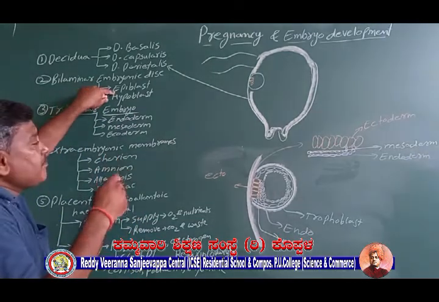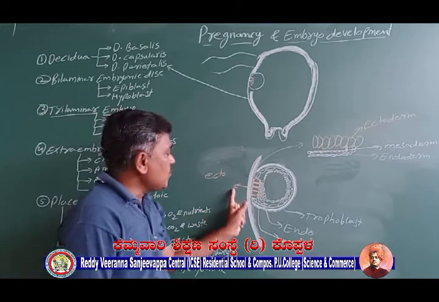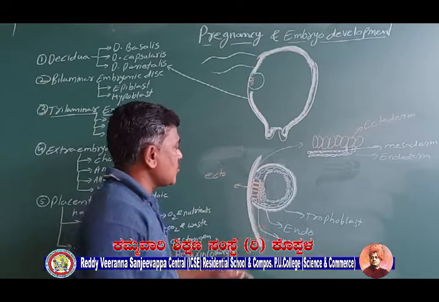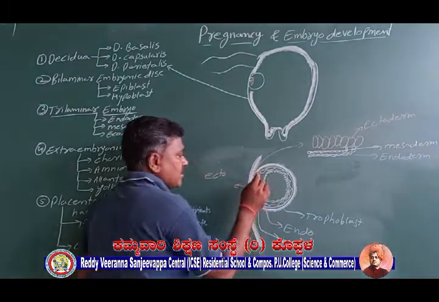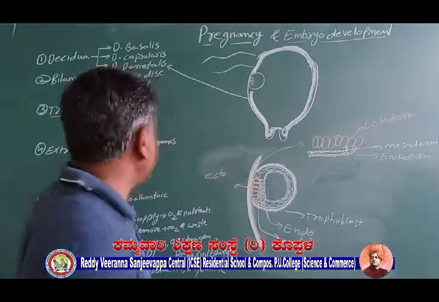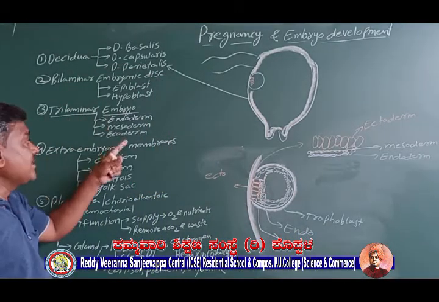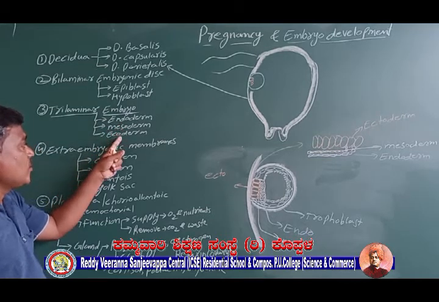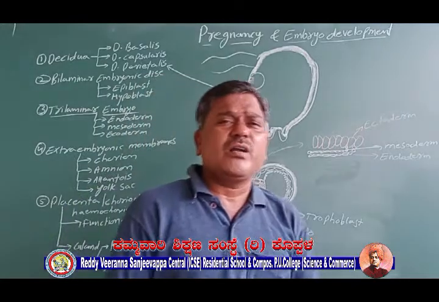Then this epiblast gives rise to 3 germ layers, that is ectoderm, endoderm and mesoderm. This is called the embryonic disc, or it is also called the trilaminar embryonic disc. So the trilaminar embryo is formed, that is endoderm, mesoderm, ectoderm. 3 germ layers formed. You already know this.